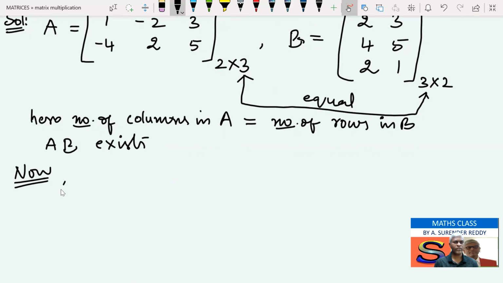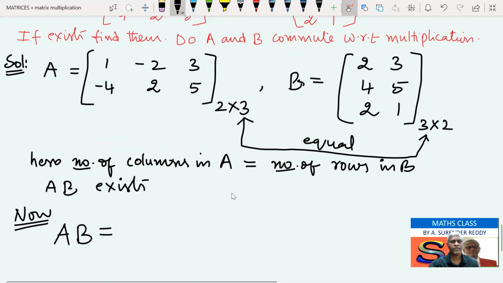Now let us find AB. How to find AB? The method of multiplication: taking the rows of the first matrix, and the second matrix divided into columns.